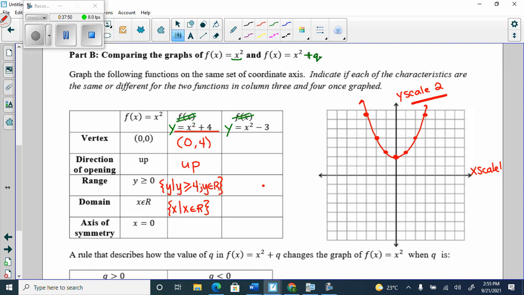My axis of symmetry is always x equals the x of the vertex. And what's the x of my vertex? 0. What's the line that would cut this in half vertically? The y-axis. And what's the equation of the y-axis? It's actually x equals 0. The equation of the x-axis is actually y equals 0. Horizontal lines are y equals lines. Vertical lines are x equals lines. Remember that equation.